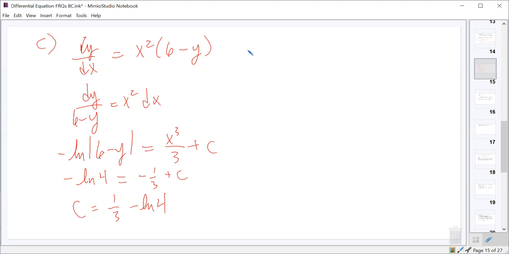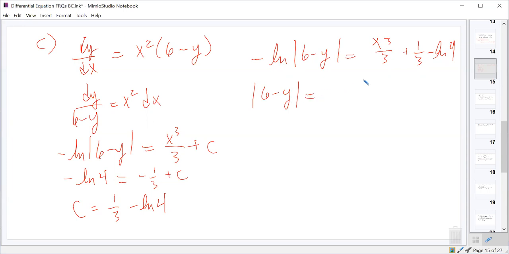Yeah. And so then we have negative ln absolute value 6 minus y equals x cubed over 3 plus 1/3 minus ln 4. Get rid of your negative. Can we get rid of the negative and the natural log in one step? Will people be okay with that? I hope. So the negative and then the natural log is going to give us e to the positive ln 4 minus x cubed over 3 minus 1.